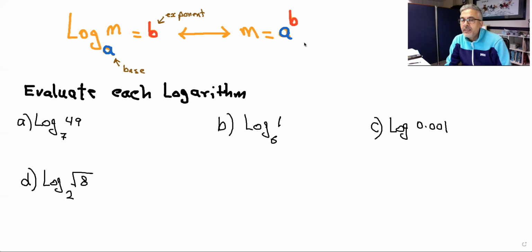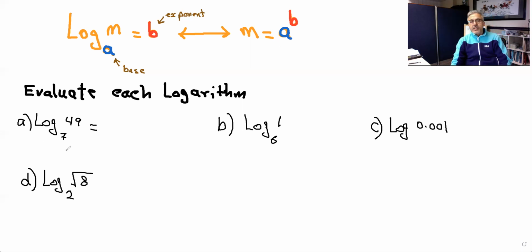Before doing this chapter, just spend a little bit of time to understand how this works, because this will help you quite a bit if you understand how this works. So let's go and do some examples. Evaluate each logarithm. I'm giving you log base 7 of 49, and I want to know what this equals.